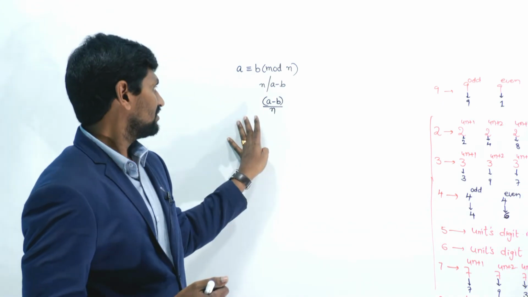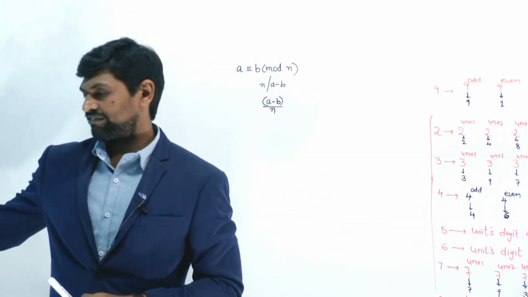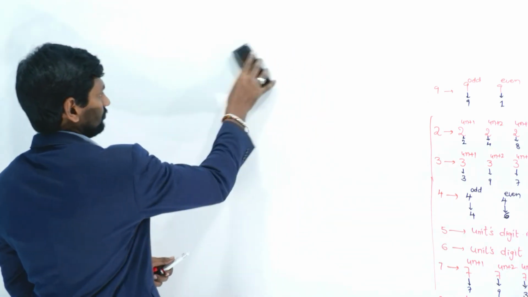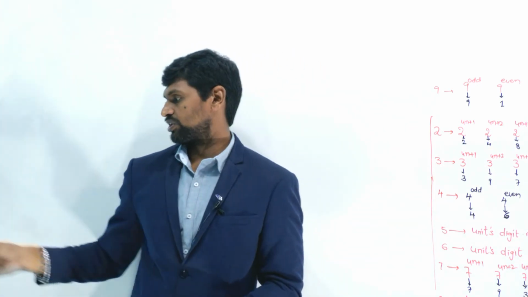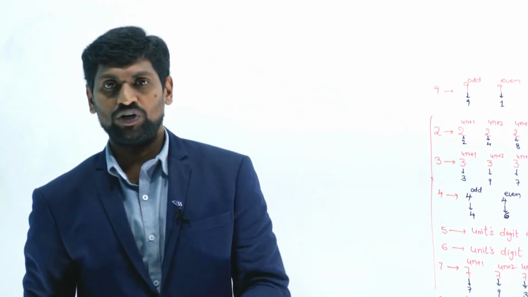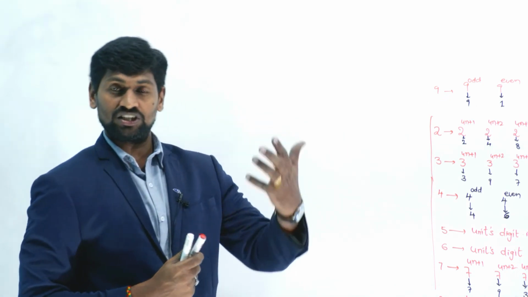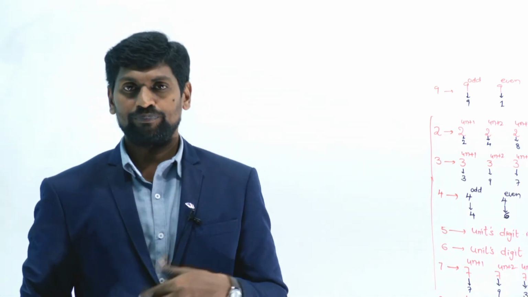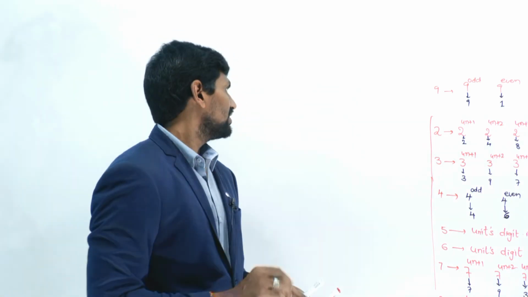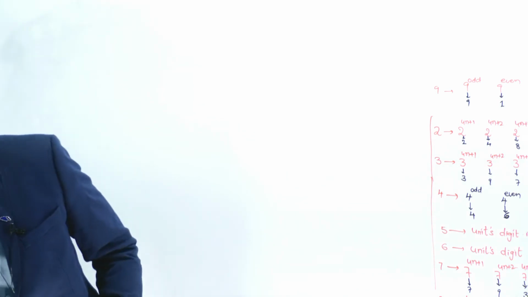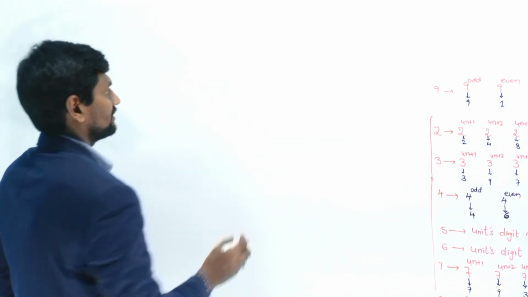Clear? Yeah. Same way, we can take a constant also. A constant we can apply on both sides: a plus k is congruent to b plus k mod n. We can apply the powers also: a power m is congruent to b power m mod n. Clear? Yeah. So let us see some exercise problems based on these concepts. Practice sheet.